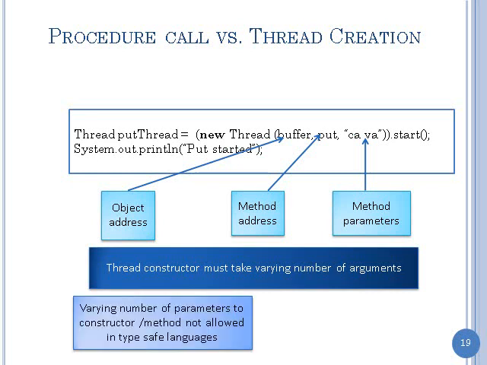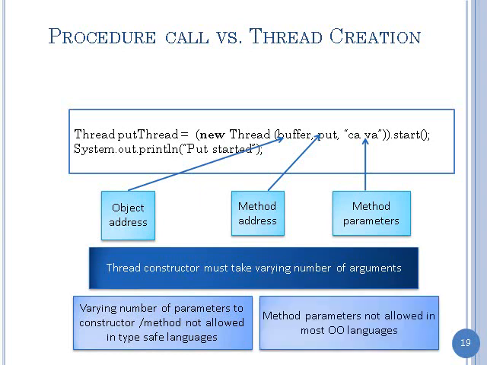So the thread constructor must take a varying number of arguments. A varying number of parameters to a constructor method is not allowed in type-safe languages, and method parameters are not allowed in most OO languages. If you're doing this, it's safe only to the degree that it's an array. But how the array is interpreted may be quite unsafe when you have a varying number of parameters, because parameters have to have types. An array is an object, something of a particular type and its subtypes. There's no way you can constrain the parameters to be of different types and call it safe.